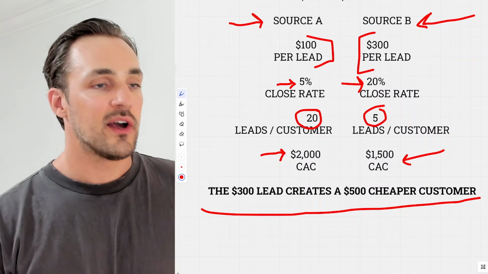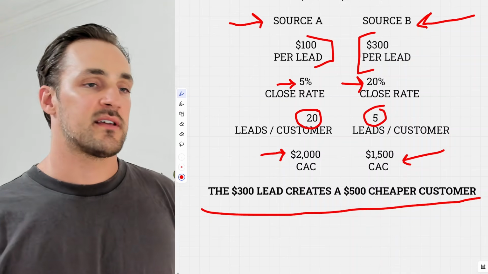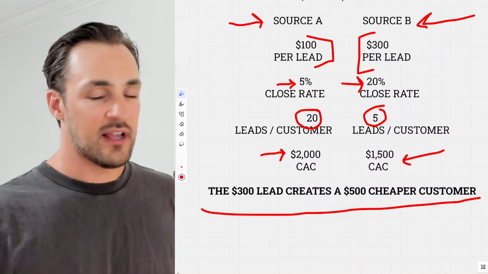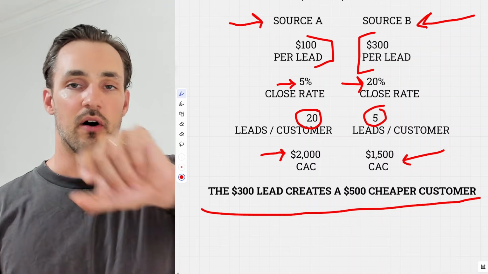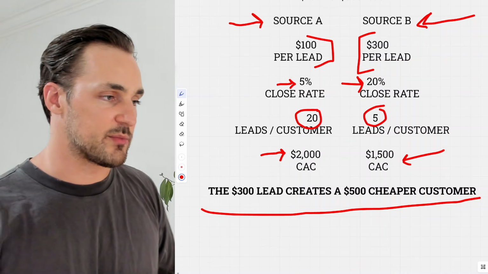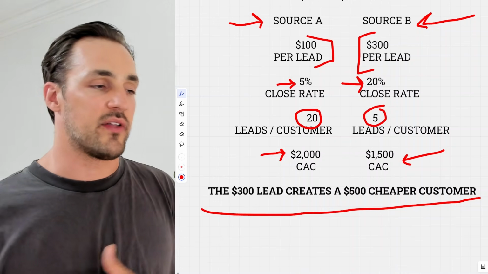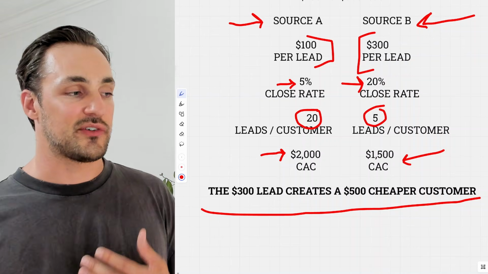Source B costs 3 times more on a per lead basis, but it costs $500 less to acquire the customer. That's the key part that I want you to remember. Follow the lead all the way through to the end customer. So once I know what it costs to create a customer, I can compare that number against what the customer is worth and decide which source actually makes sense.